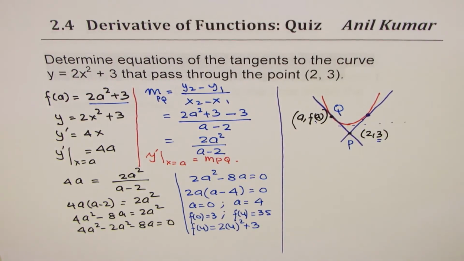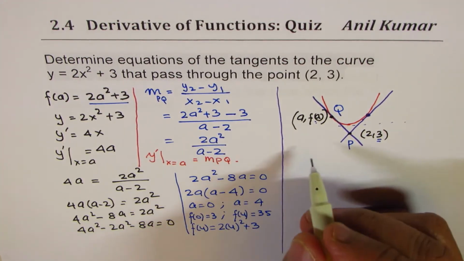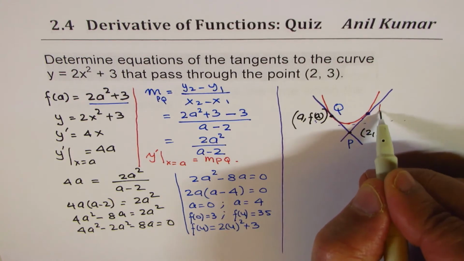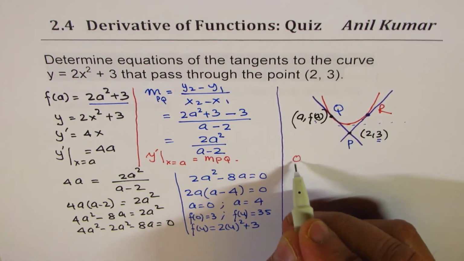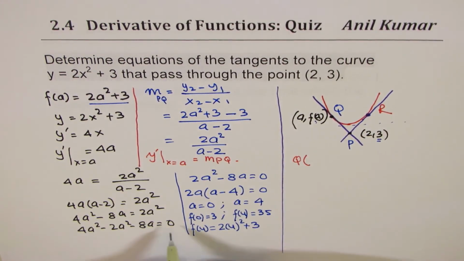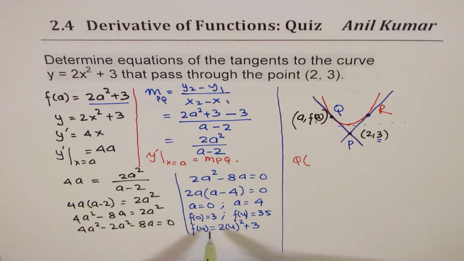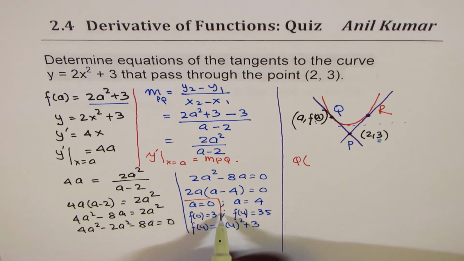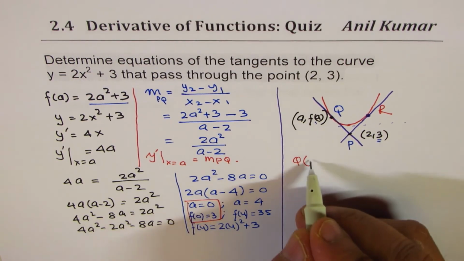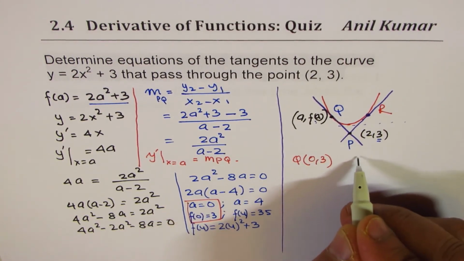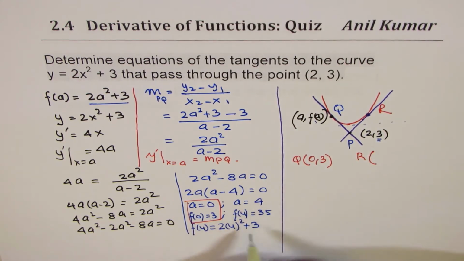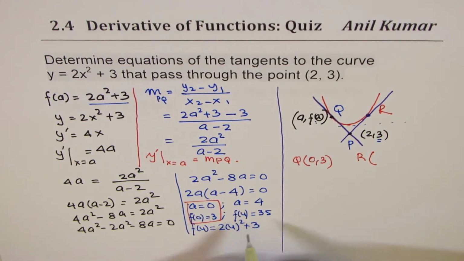So one of the points for us is, let me write it down here. So we have 2 points. We'll call them Q and R. So point Q for us is, let us say, an x value of 0 and y value of 3. So 0 and 3. And R for us is 4 and 35.